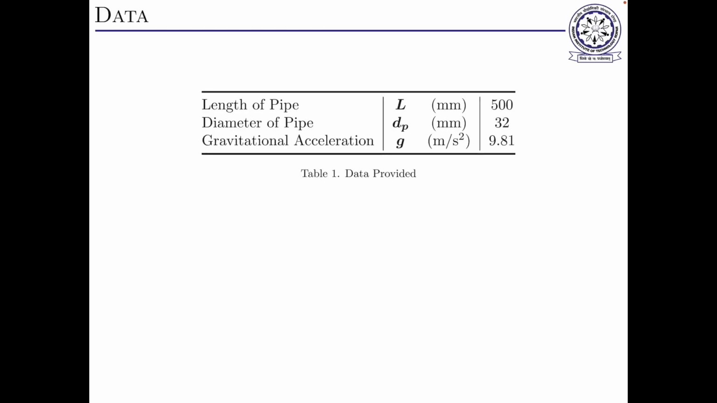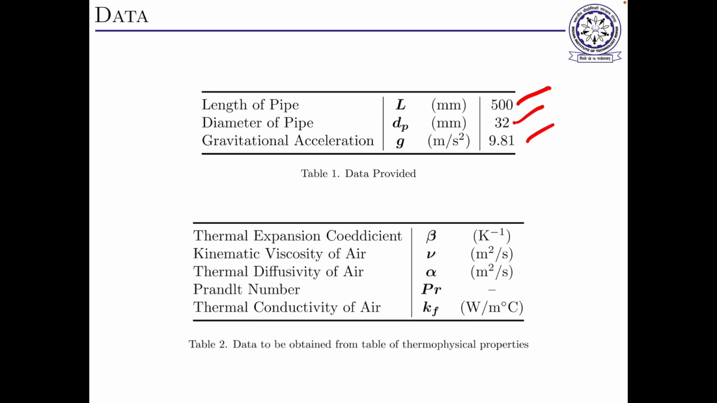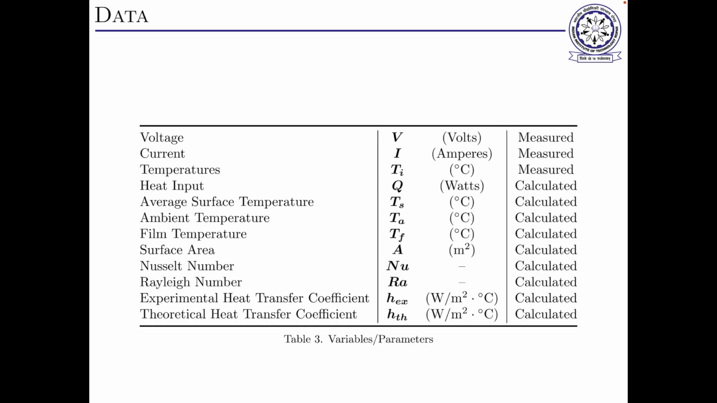Now the calculation part. What data will be given? We have the diameter of the pipe, and we have the length of the pipe, and the gravitational acceleration. These values will be found from the thermophysical property table. These things will be measured: voltage, current, and the temperature. Only these three values will be given. The rest will have to be calculated.